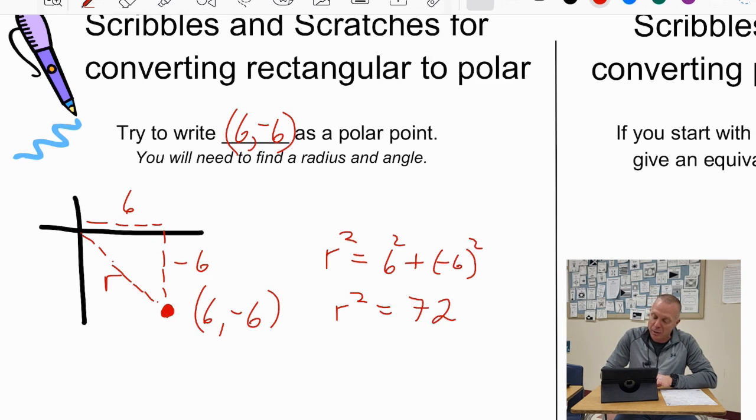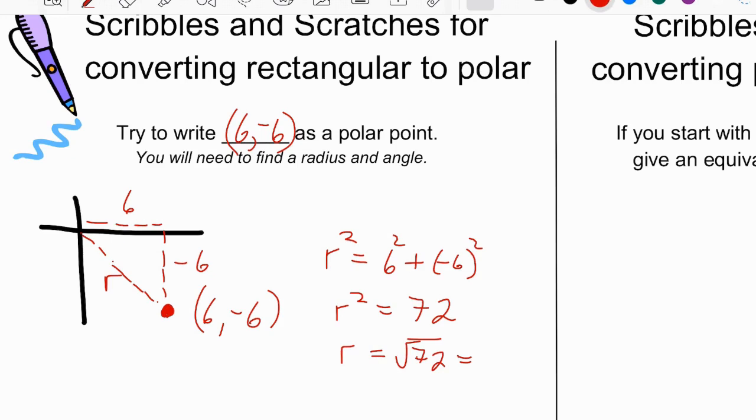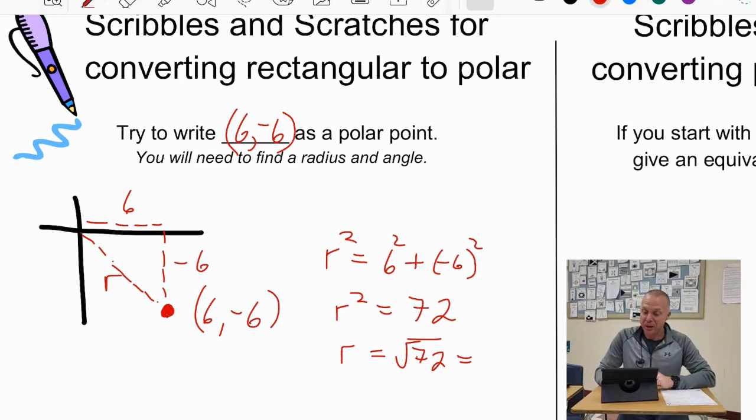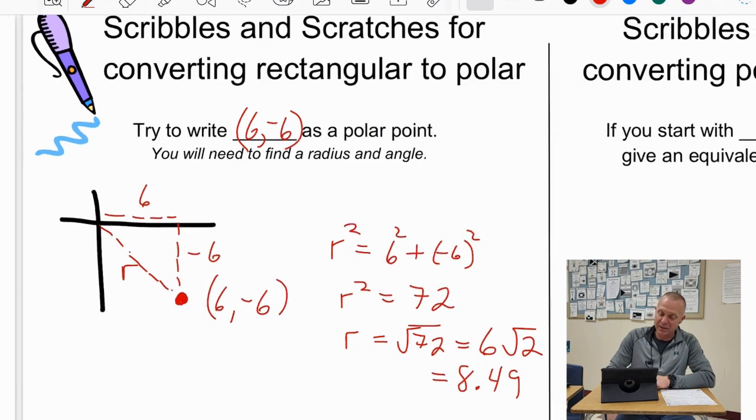And when you take the square root of both sides, of course, you get the square root of 72. Or if you prefer, you can take out that perfect 36. When you take out 36, you, of course, just get 6, leaving behind the square root of 2. So we can write that as 6√2, or as you'll find, we can also get the decimal value, which is about 8.49 for your radius.